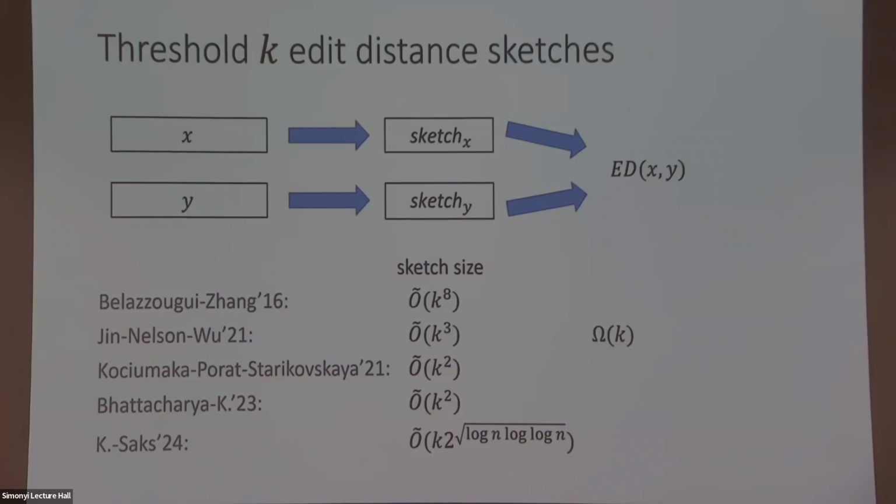For this threshold k edit distance, it is surprising that it's possible at all with some good dependence on k. The first result was by Belazzougui and Zhang in 2016, and it was surprising that you can do anything. They gave a sketch of size k to the 8. A few years later, it was improved by Jin, Nelson, and Wu to k cubed. And then Kociumaka, Porat, and Starikovskaya gave a k squared sketch.